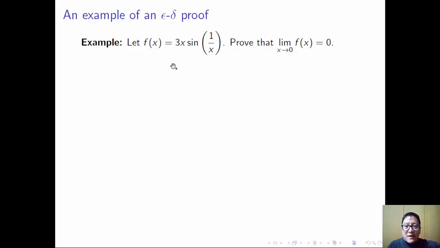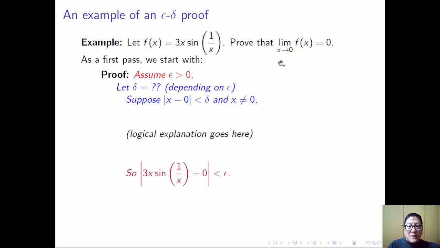Anyway, let f of x be equal to 3 times x times the sine of 1 over x. Prove that the limit as x approaches 0 of f of x is equal to 0. As our first attempt, we start with exactly that kind of outline that we spent all that time establishing. Every epsilon-delta proof looks like this. You assume that epsilon is greater than 0. We let delta be something, which we haven't figured out yet, and we suppose the distance between x and 0 is less than delta, and x is not equal to 0.